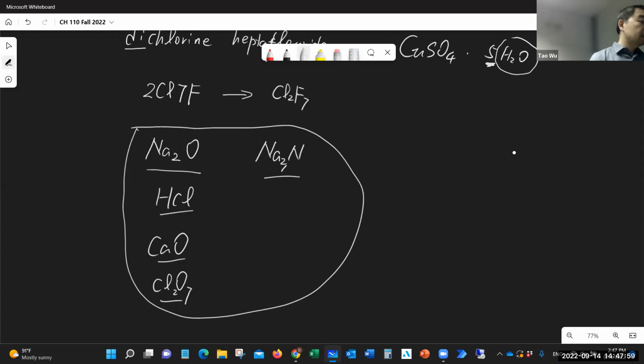This one, chlorine and oxygen, both are non-metals, so that's why we call this a molecular compound. So we have to write dichlorine heptoxide. And the last one, again, sodium is a metal, nitrogen is a non-metal, so we're going to call this just sodium nitride.